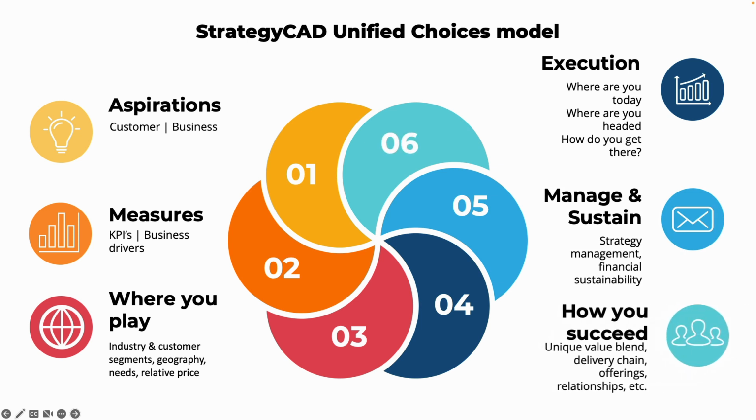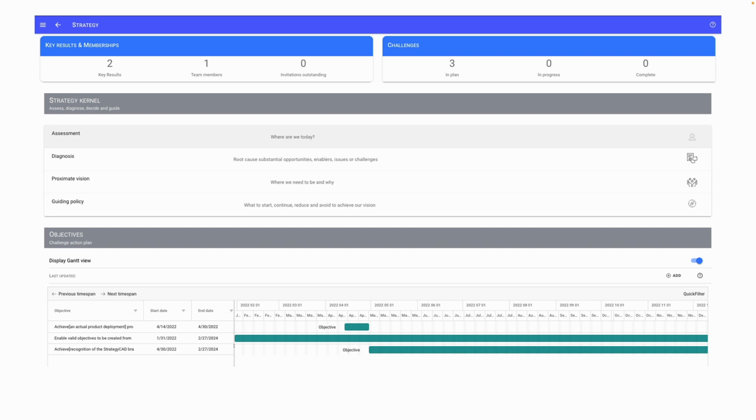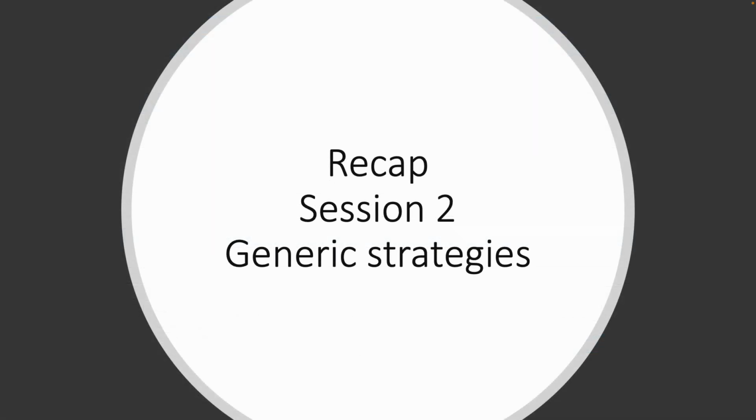We briefly looked at the Strategy CAD Strategic Choices Canvas as the enabler of recording your strategic choices, assuring that they are mutually supportive, communicating your choices and then keeping those choices current. We then looked at the Strategy CAD Strategy Implementation Canvas as the enabler of focused implementation in response to your choices. In Session 2, we introduced or reintroduced you to the generic strategies.